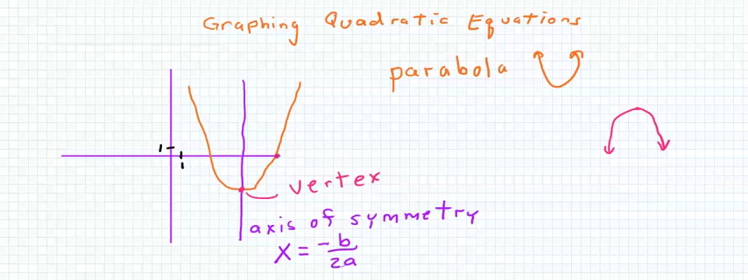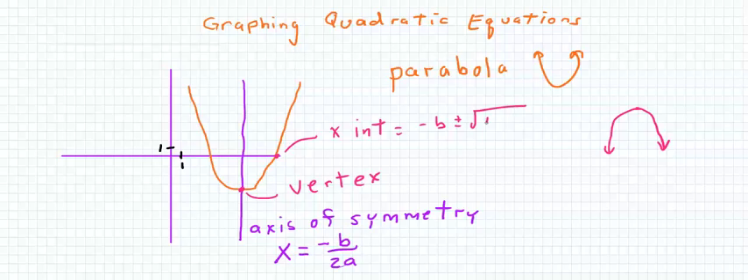This point is an x-intercept. I'm going to abbreviate it INT, but it's x-intercept. It's equal to the opposite of b plus or minus the square root of b squared minus 4ac all over 2a. Our friend, the quadratic equation.